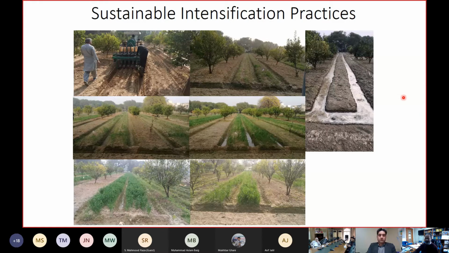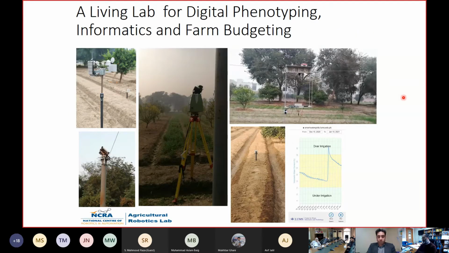at large scales. And some of our technology partners, as well as faculty at the center, have also been looking at these practices from a digital angle. So at LUMS, we have a digital lab, a living lab, as we call it, for plant phenotyping, for informatics and farm budgeting, where we have, once again, a lot of gadgets, robots, sensors, and software systems for doing measurements and comparing practices and churning out data.